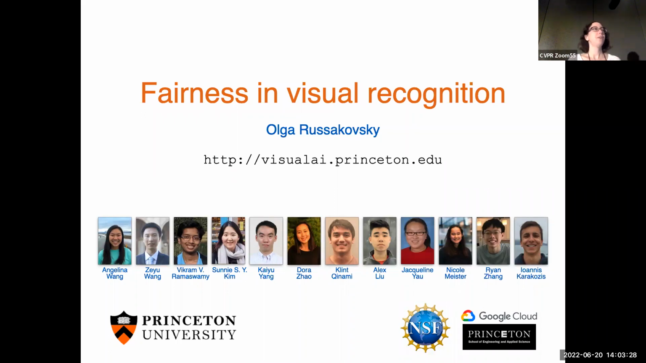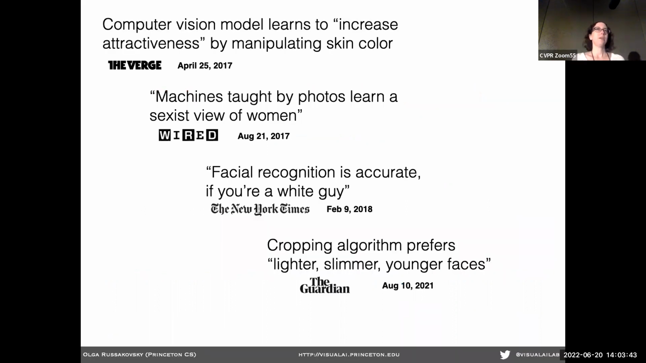So I'll talk very briefly about fairness in visual recognition. I want to first of all give a big shout out to all of the students who have contributed to some of the work that I'll talk about today. So first of all, when it comes to fairness in visual recognition, what do we mean by that, and what are some of the reasons why we're working on this problem?